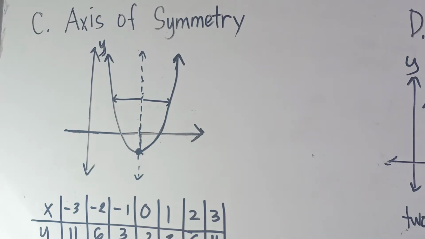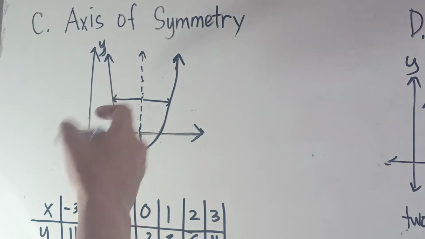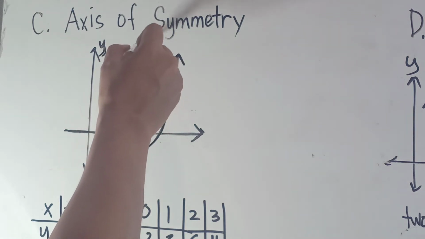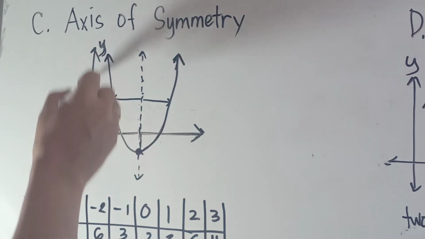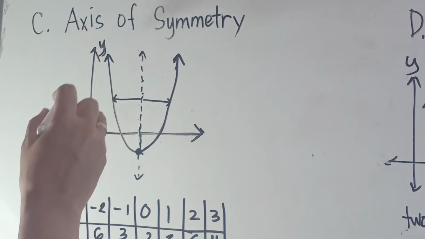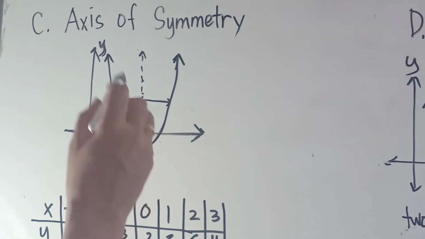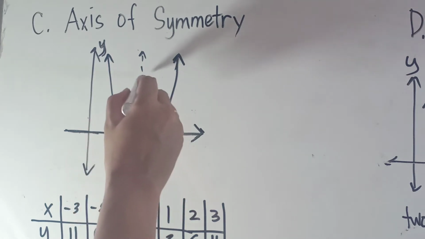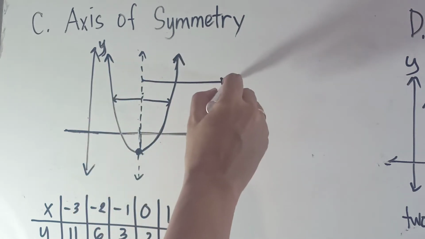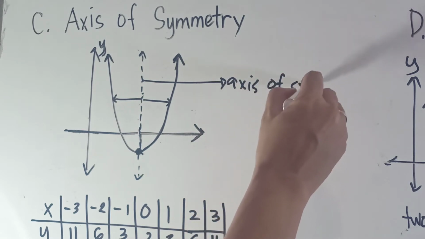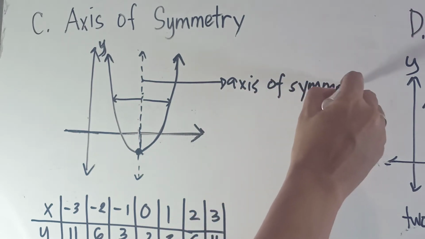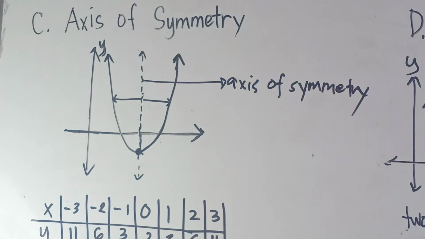Then for quadratic functions, that line is always parallel to the y-axis. So kaning line, this is always parallel to the y-axis. And this line is called the axis of symmetry. Gitawag ni siya og axis of symmetry. Okay, axis of symmetry.